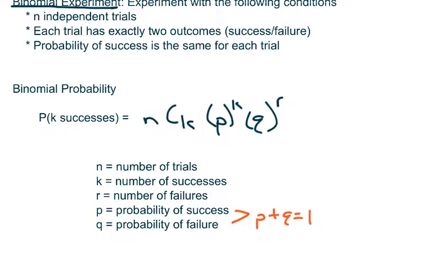And then r is the number of failures. So if we're going to look for 3 correct out of 10 questions, then the r value, if we're getting 3 right, means we're getting 7 wrong. That might be something else to write down on the side: the number of successes, k, plus the number of failures, r, must be equal to your n, the total number of trials that you are performing.